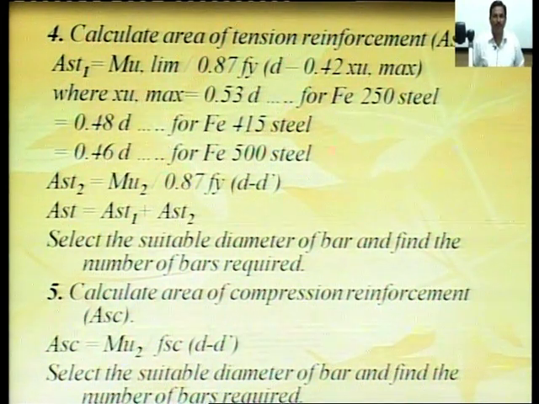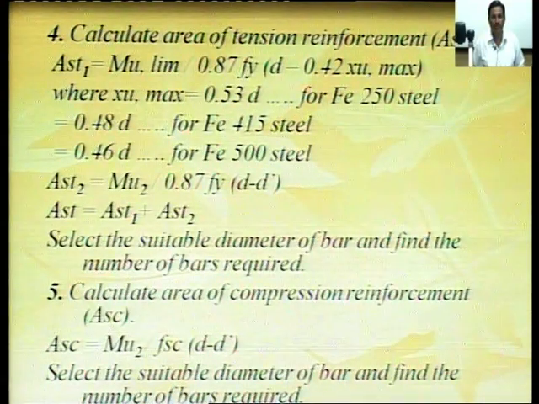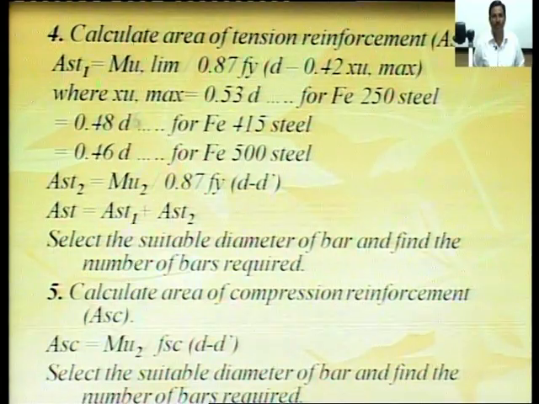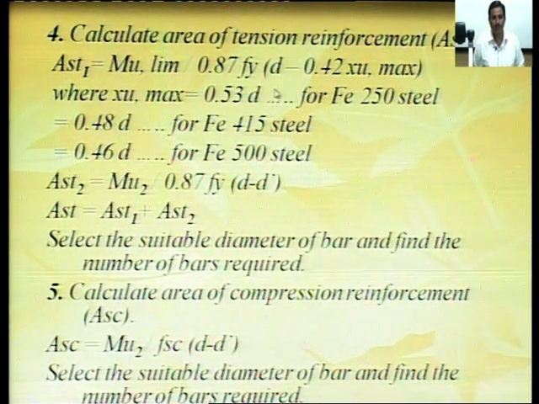Fourth step, calculate the area of tensile reinforcement Ast1. Ast1 is equal to Mu limiting divided by 0.87 Fy into d minus 0.42 Xu max. Mu limiting is the limiting value of moment of resistance, Fy is the characteristic tensile strength of steel, d is the effective depth, and Xu max is the maximum depth of neutral axis. So, from this formula we can calculate the value of Ast1.